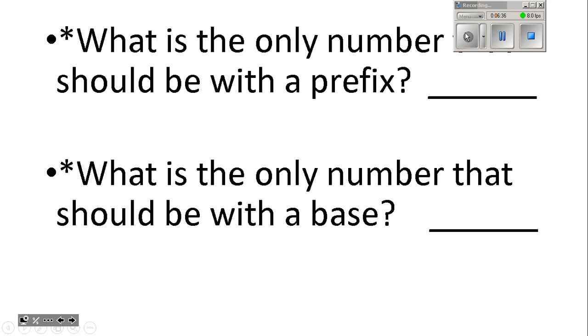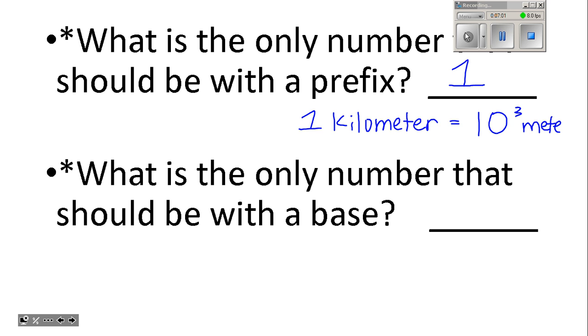Alright, so what's the only number that we should ever write with a prefix? What I want you to always remember is the only number that you should ever put with a prefix is a 1. Okay, so any unit that has a prefix on it, any of those that are in the chart, the number you put with that is 1. So for instance, 1 kilometer, okay, is equal to 10 to the 3rd of the base unit, meters.